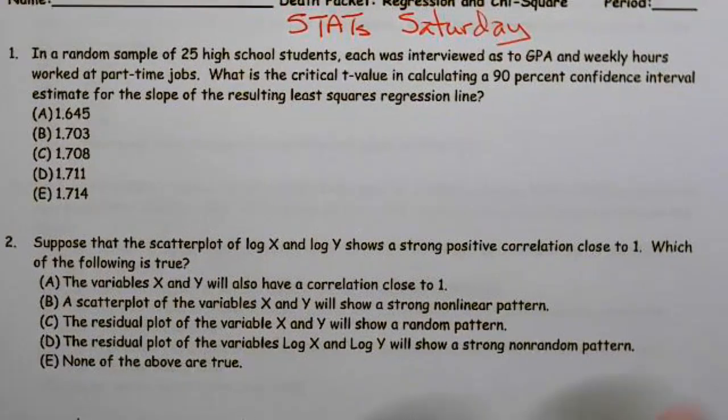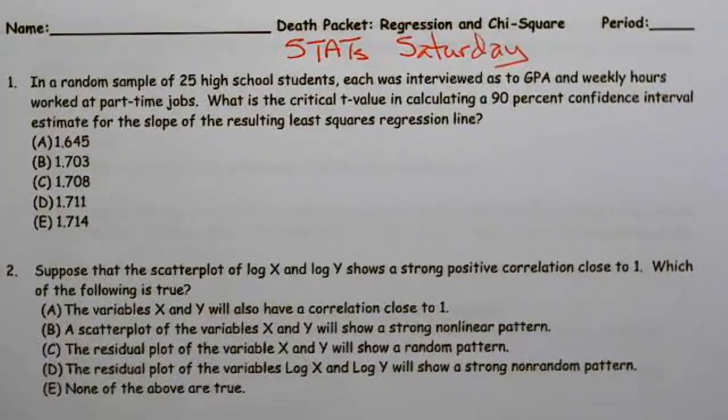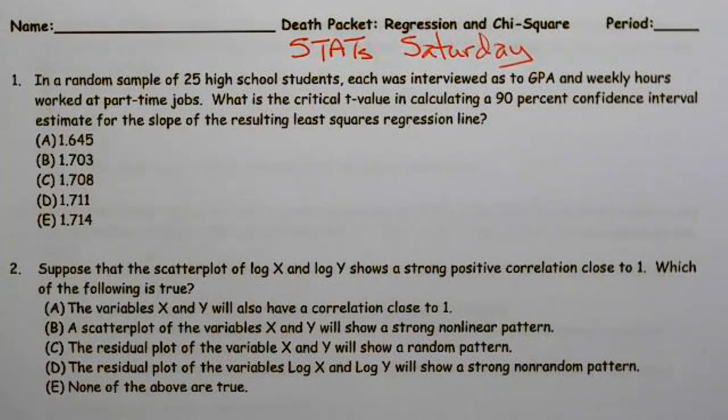Death packet for chi-squared regression, and we're going to be working problems 1 through 10. So in a random sample of 25 high school students, each was interviewed as to GPA and weekly hours worked at part-time jobs. What is the critical t-value in calculating a 90% confidence interval estimate for the slope of the resulting least squares regression line?